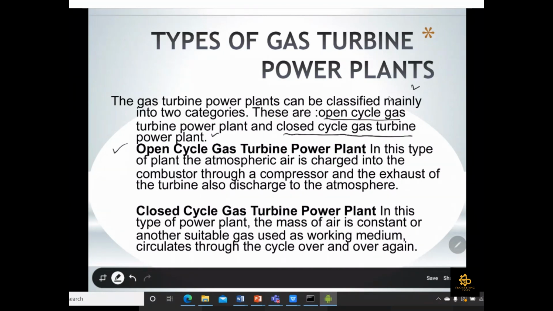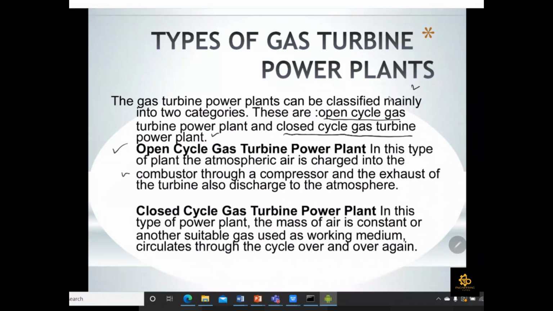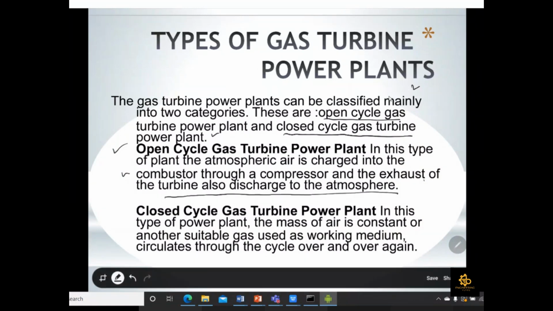The open cycle we mostly see in jet propulsion, where in this type of plant the atmospheric air is discharged into the combustion chamber through the compressor, and the exhaust of the turbine is also discharged to the atmosphere. As we see in the jet propulsion engine video, we intake air, which results in combustion using the air-fuel mixture, and then the exhaust gases go towards the atmosphere. So this is the open cycle gas turbine.